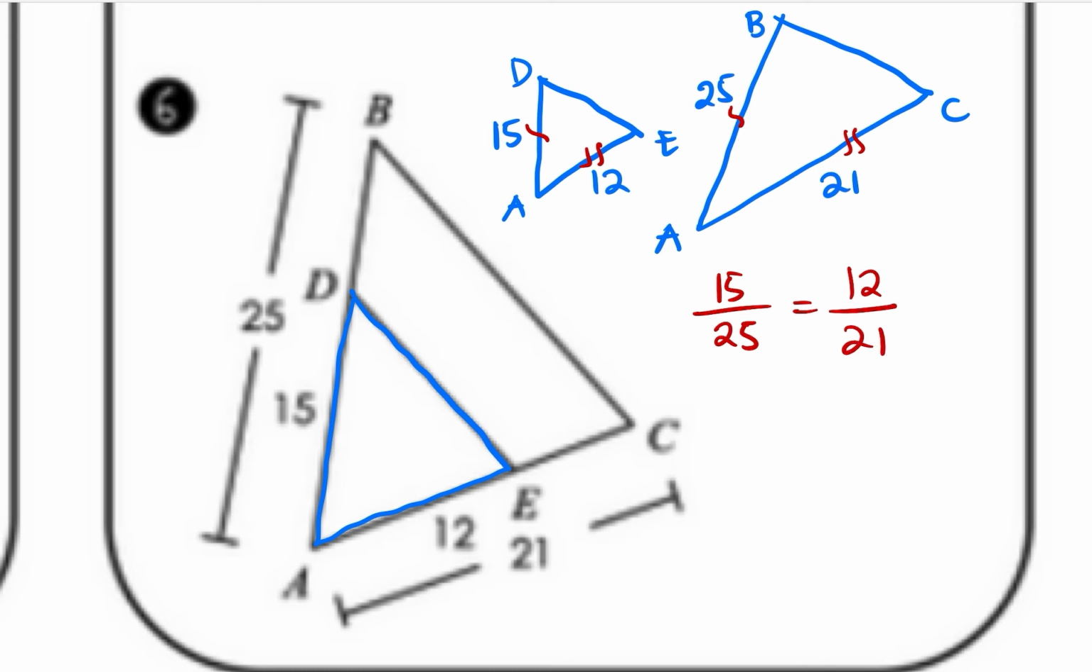And we're going to simplify. So 15 over 25 is 0.6, while 12 over 21 is 0.571. Although when we round 0.571, it is going to be 0.6 at the tenths place, but we don't do that. These two are not exactly the same, so therefore we say not similar.